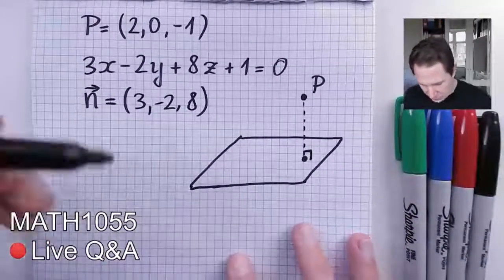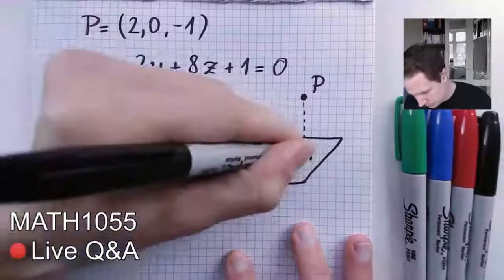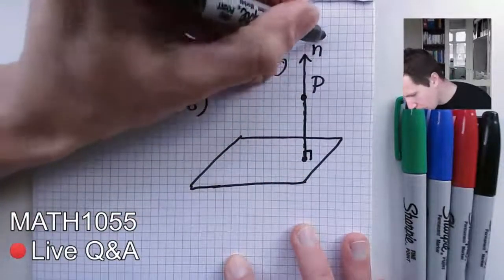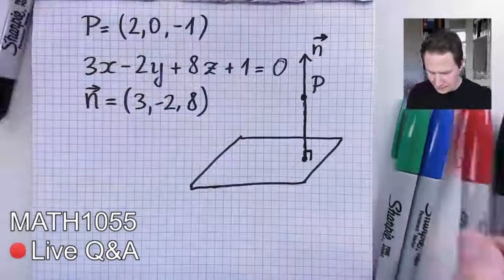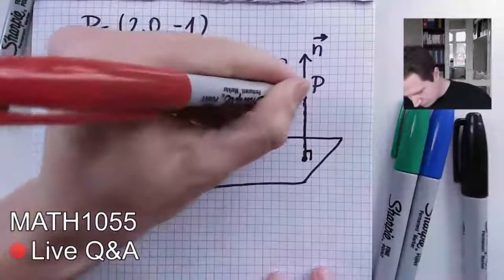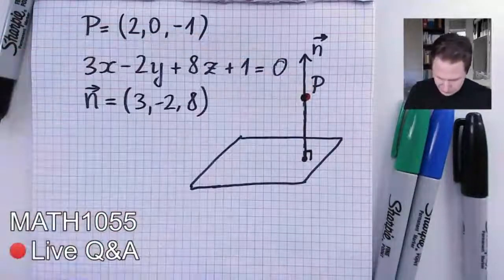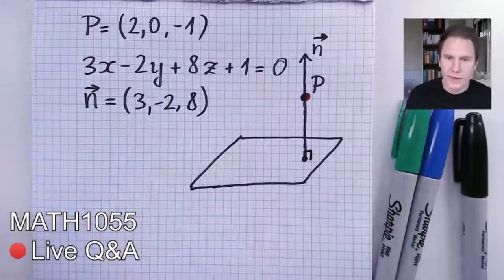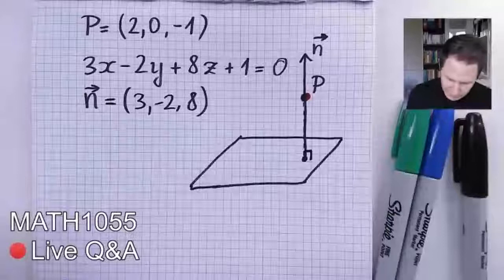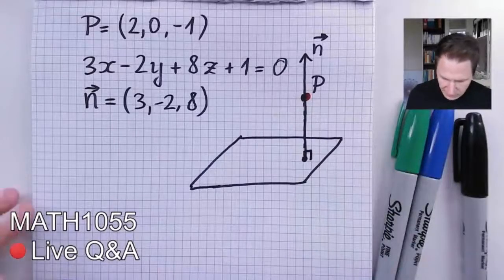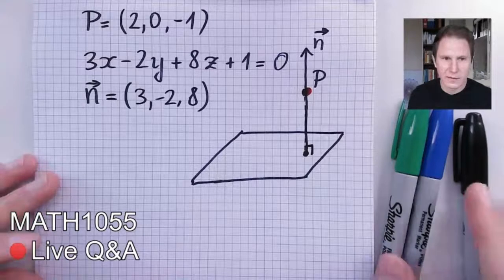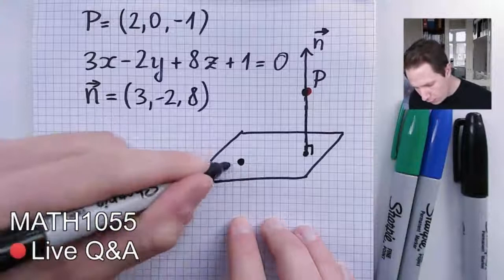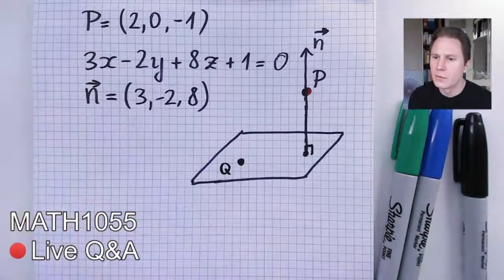Okay, so let me try to draw, let's say this is our normal vector, n. And there is p. Now, if we know the normal vector and if we know this point p, how can we cook up this distance? Well, it would be great if we knew the coordinates of a point on the plane.